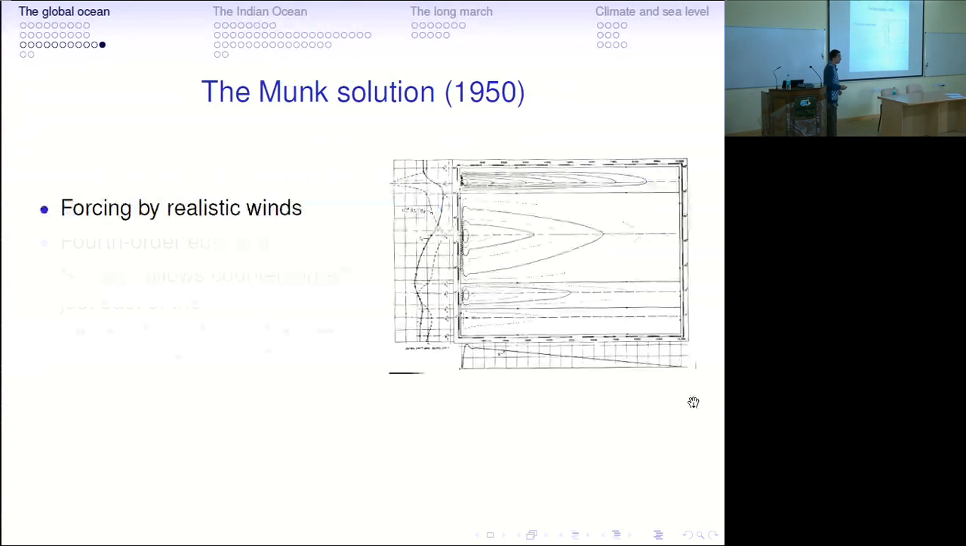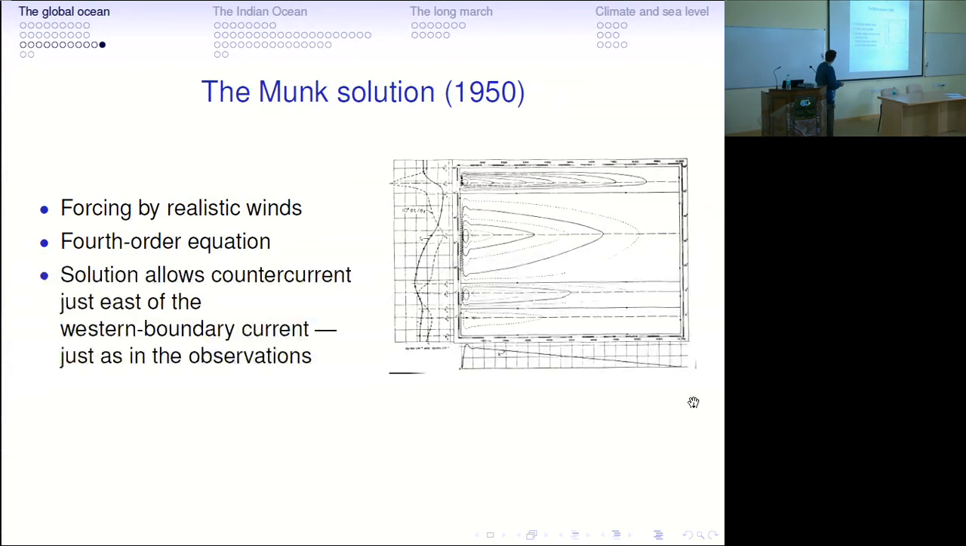The next paper was in 1950 by Walter Munk. He had a more realistic wind forcing. He had a fourth order equation. He put in Laplacian friction. And the moment he did that, he could satisfy two boundary conditions in X on either boundary. You have a fourth order equation, so you need four boundary conditions in X. So he has no slip as you normally apply in fluid flows. The solution allowed the counter current to exist just east of the western boundary current.